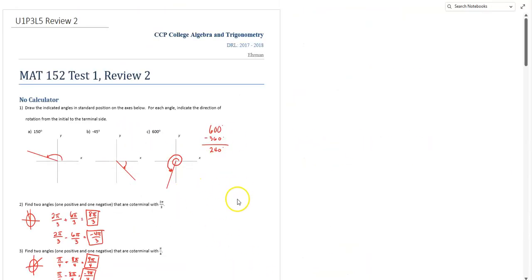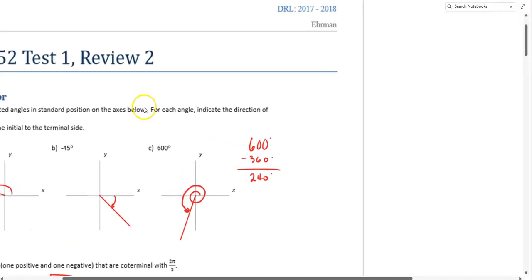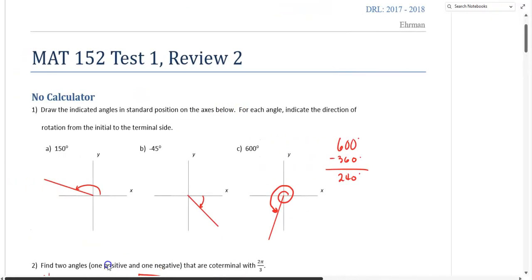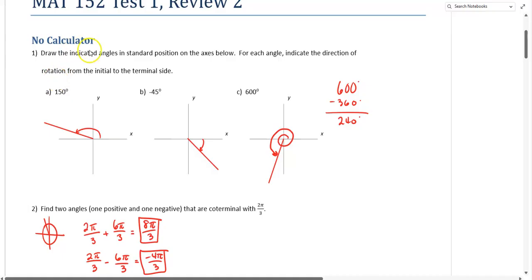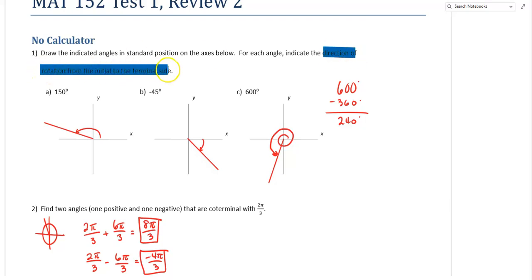Okay, moving on to review number 2. Again, we talked about these in class. The question asks us to indicate where the angle is located. So we don't have to be perfect on this, but we should get pretty close. 150, -45, and 600.